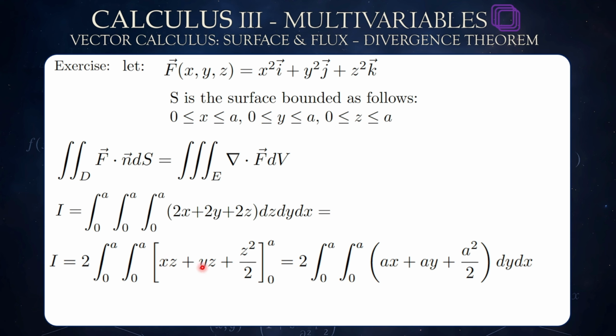We see 2 is a common factor. We push it to the outside of the integral, and the integral in respect of z gives us xz plus yz plus z squared over 2. The 2 has been moved to the outside, which was multiplied by all of them. Between a and 0, this equals the double integral from 0 to a of ax, since it is between a and 0, so ax plus ay plus a squared over 2, dy dx.